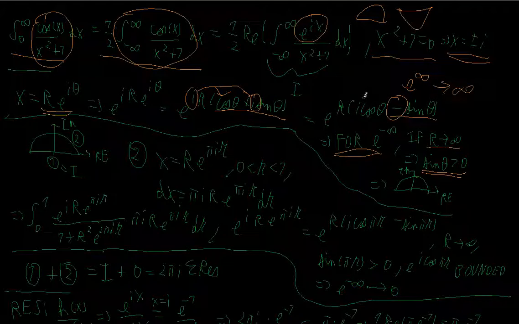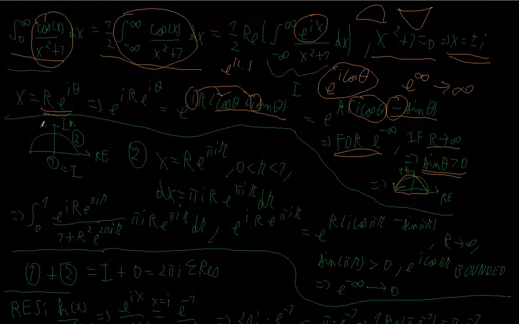And also, this i cosine theta here is bounded, okay? We have e to the i cosine theta, so we have e to the i something that is bounded by definition, because this is a circle after all. I hope that this is clear. So sine of theta needs to be positive, and that means we take the path along the upper half circle, okay, so in the upper half plane.